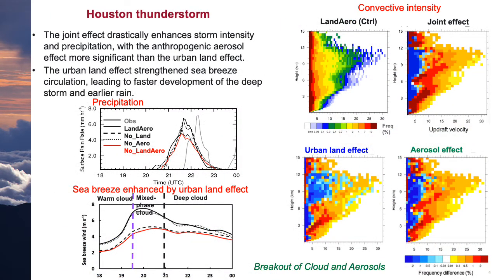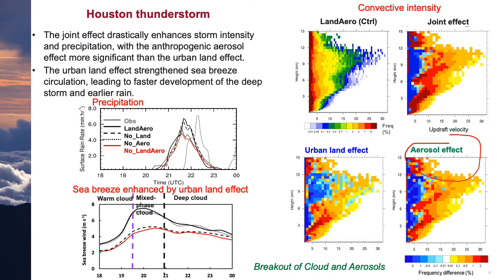However, for the Houston storms, we find a very different story. The aerosol effect is dominant for the precipitation rate and also the convection intensity. This is probably also because of the very low background aerosol in the Houston region, while for Kansas City, the background aerosol is much higher.